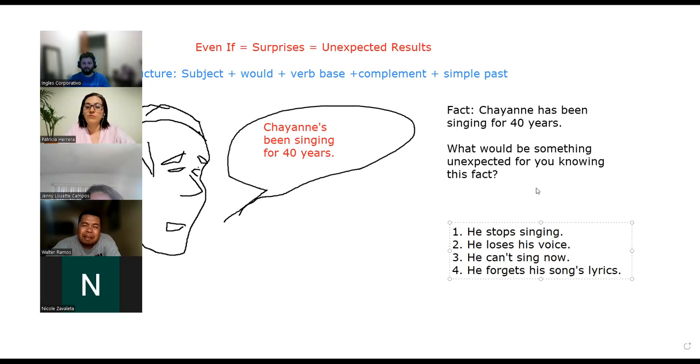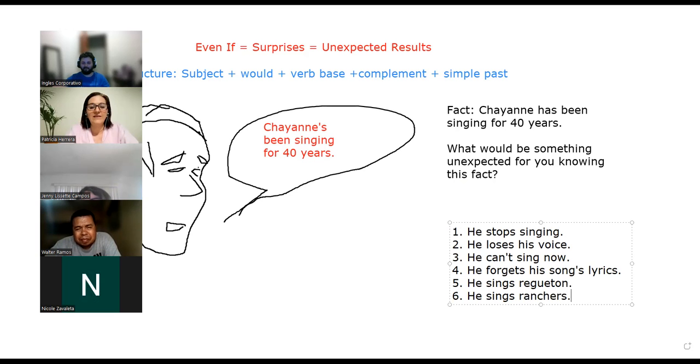He sings reggaeton instead of romantic music. Okay, right? I have no idea how to spell reggaeton, and I don't care. All right, so he sings reggaeton. Very good. He sings rancheras instead of romantic. All right, so another one, okay. He sings rancheras, okay, but now it has to be related to the fact that he's been singing for 40 years, right? Don't forget that. You're giving me things that are not related to that. It needs to be related to singing for 40 years.